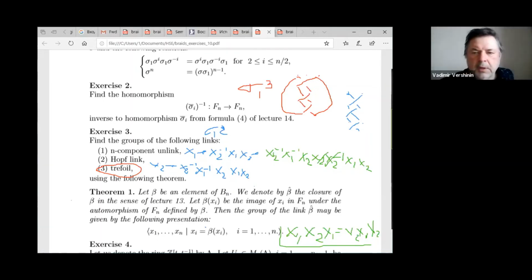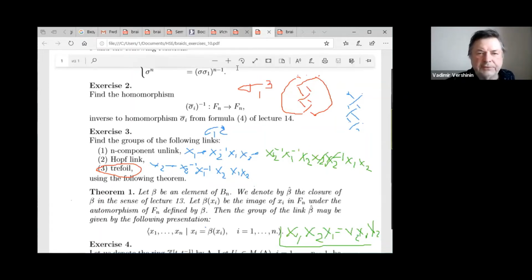Okay. So this is what we have, and also some other wonderful topic which is related to braids. This is the presentation of braids by matrices. So if you don't have questions, I'm passing to matrices.